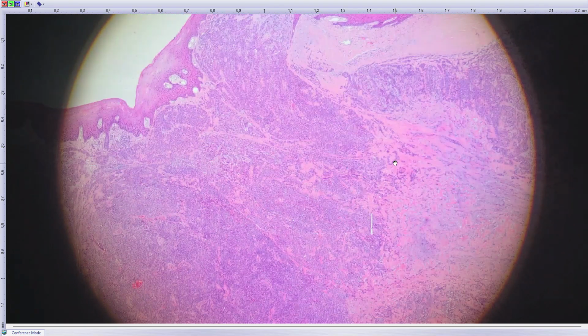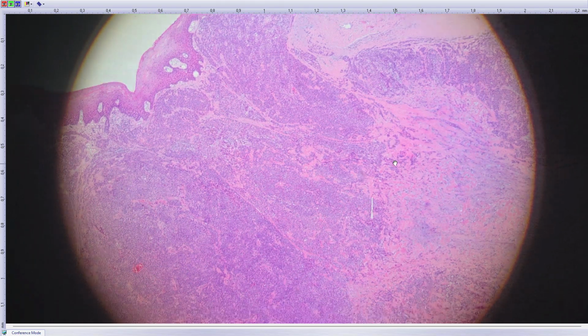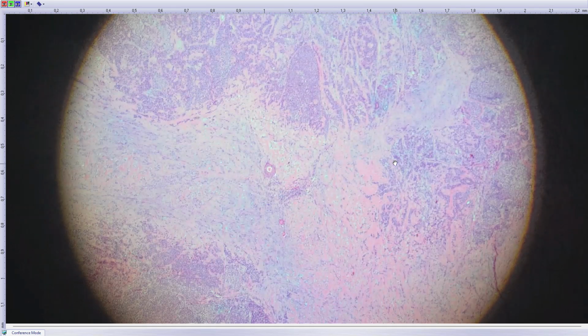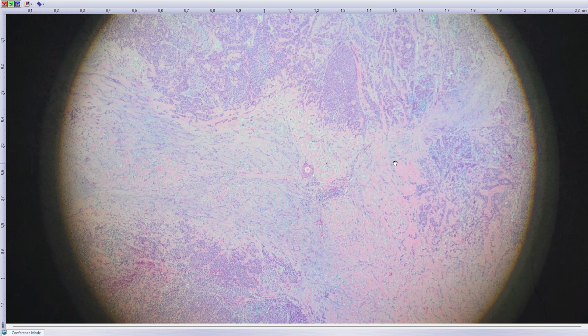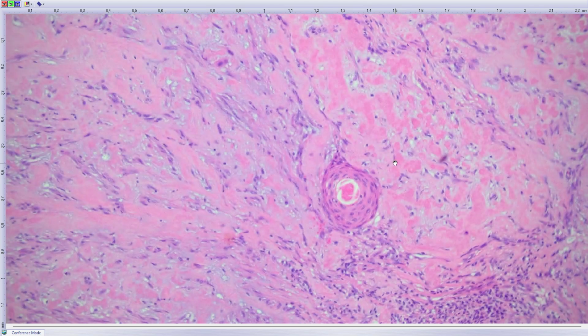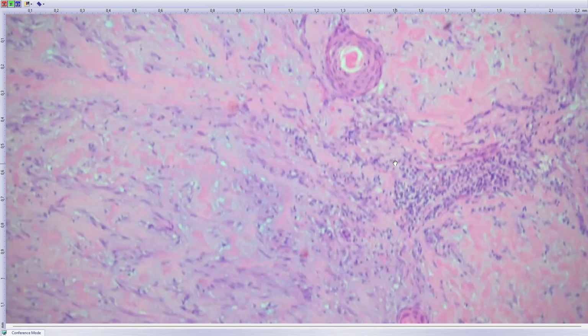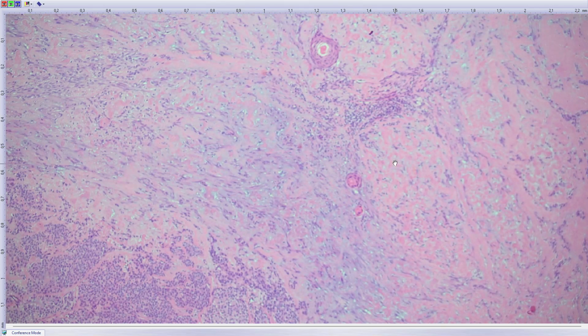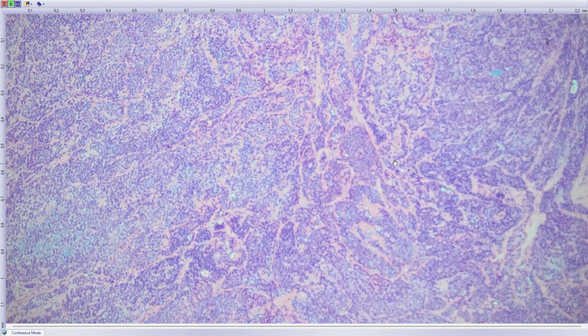Scanning magnification, again the surface, and a lot of hyalinized tissue, which is something that should not be seen in adenoid cystic carcinoma. There is keratinizing squamous epithelium, as you can see here. That's a focus of squamous epithelium, and there were others as well. So that was the first finding which does not fit very well with adenoid cystic carcinoma.